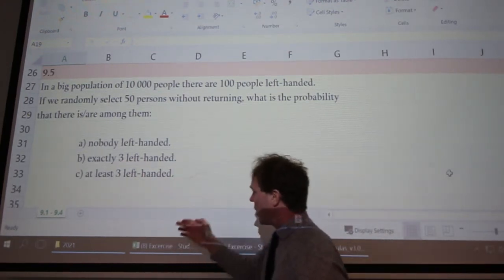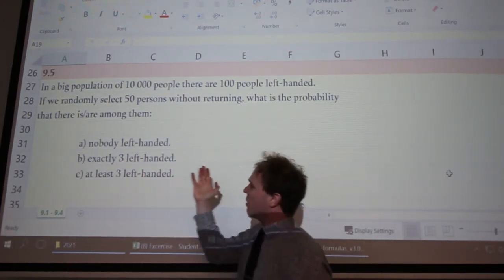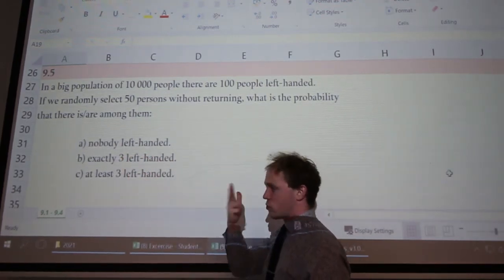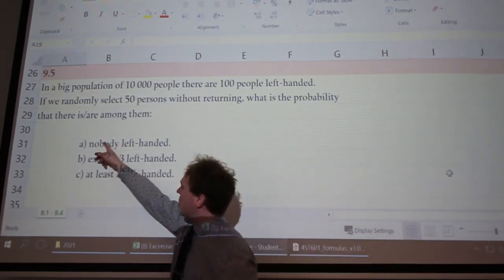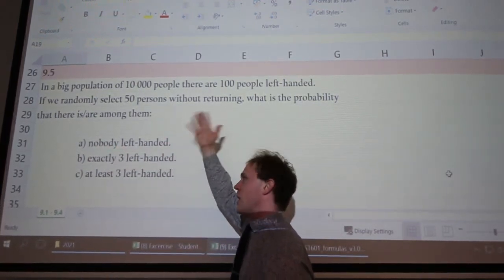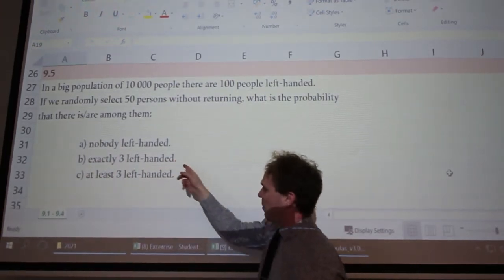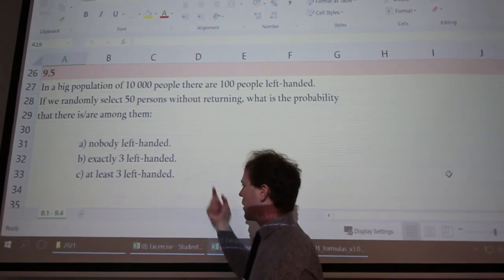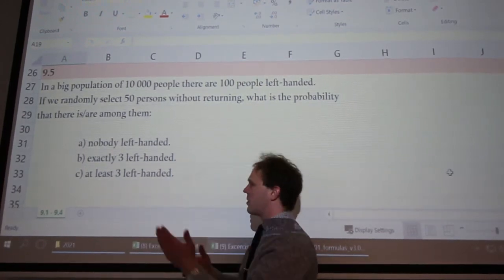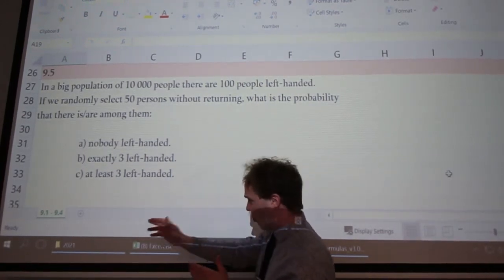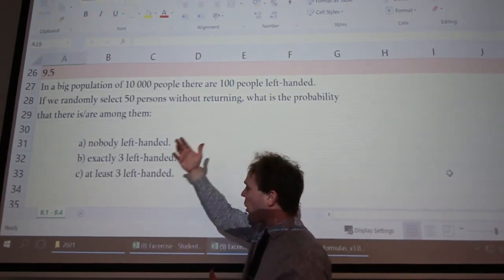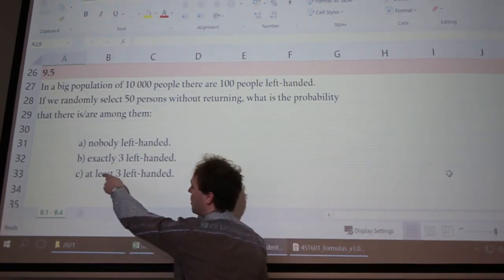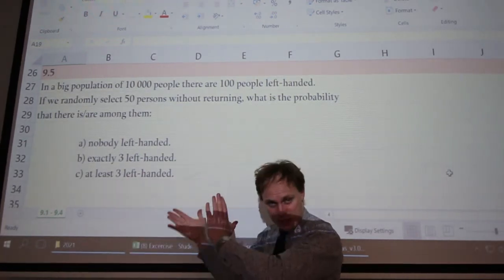Exactly three left-handed. So we would like to calculate probability that random variable x will be equal to 3. Yes, so there is probability that random variable x will be equal to 0. Probability that random variable x will be equal to 3 and at least 3 left-handed. So this will be probability that random variable x will be equal to 3 or 4 or 5 or 6, etc. So for us it will be better to use 1 minus the rest.